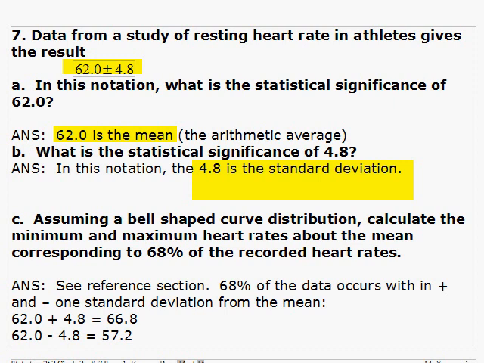If you assume there's a bell-shaped curve distribution as in the reference section, you can calculate the minimum and maximum heart rates corresponding to where 68% of the recorded heart rates are about the mean. Right, so that's that center region. So to get that 68%, you go down one standard deviation, 62 minus 4.8 would be 57.2, and up one standard deviation to 66.8. So between 57.2 and 66.8, there were 68% of all the data points that were measured.